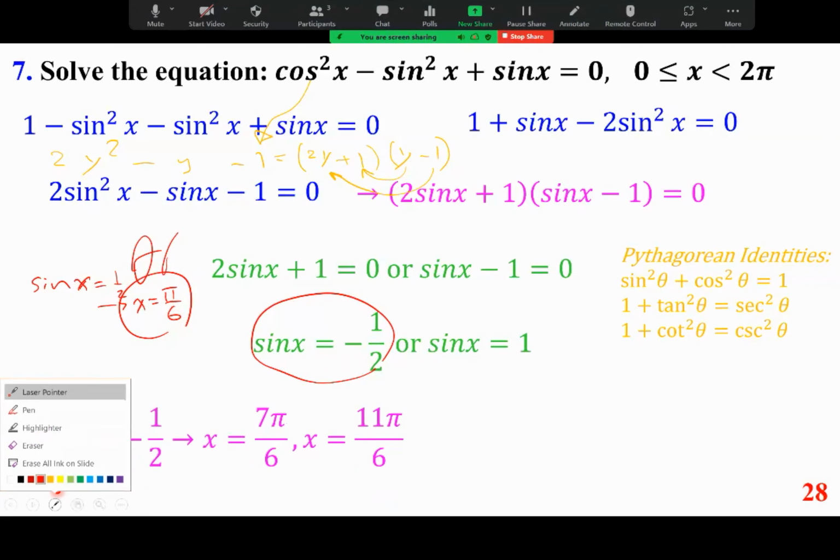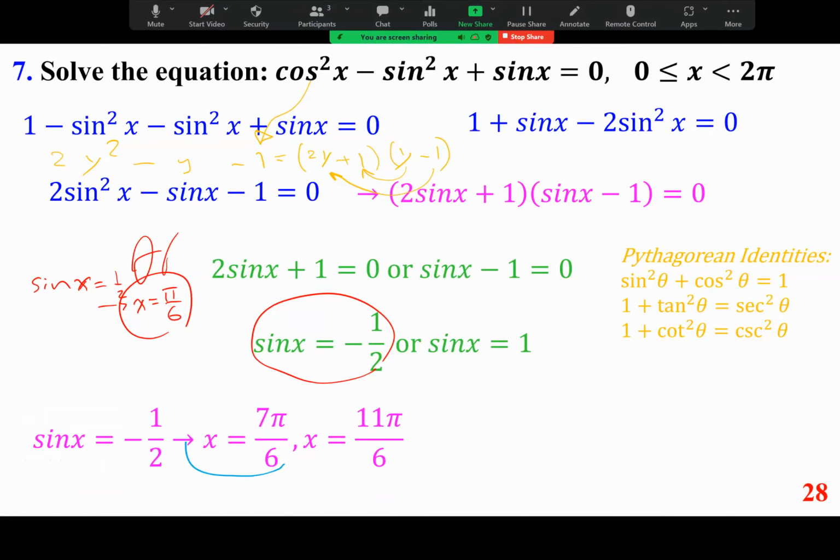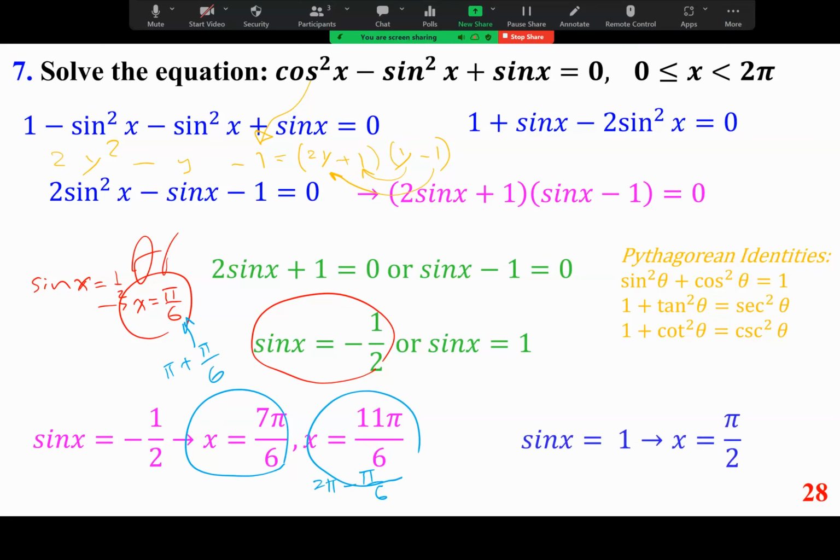So just to make sure, again, how do we get this? Pi plus pi over 6. How do we get this? 2 pi minus pi over 6. And sine is 1 when x is pi over 2. So we have those answers.